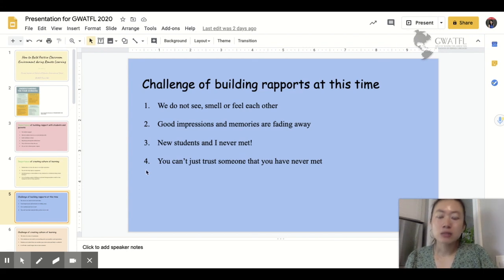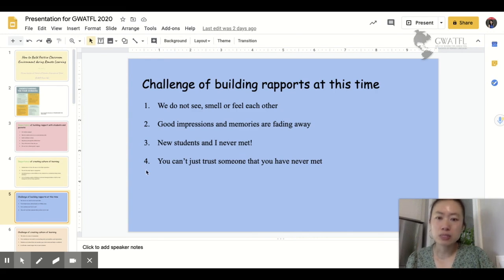The second reason: good impressions and memories are fading away. Even for the kids you had a beautiful relationship with when the school was open, we don't see each other and we have so much work to do, so much stress happening around each of us. So those things just wash the good memories away. Those memories are not being refreshed, and we forget the fun memories we had together. We have to be reminded. We forget what is so special about that kid and what is so special about that teacher.